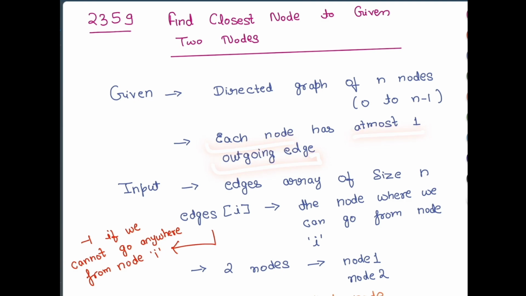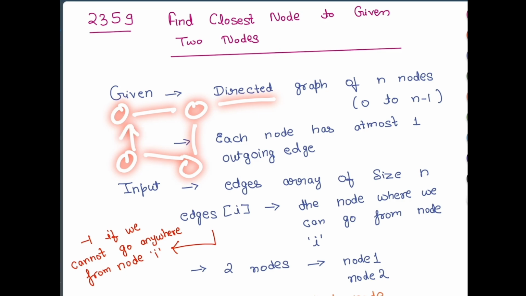So we know that in a graph, when there are multiple nodes, they are connected with edges, right? And since the graph is directed, the edges are one directional. You can only go from one node to another node. You cannot come back, right? And it says that each node has at most one outgoing edge. It means if you have a node and you have an edge, then it will have at most one edge. It will not have multiple outgoing edges. It can have multiple incoming edges, but it will not have multiple outgoing edges.